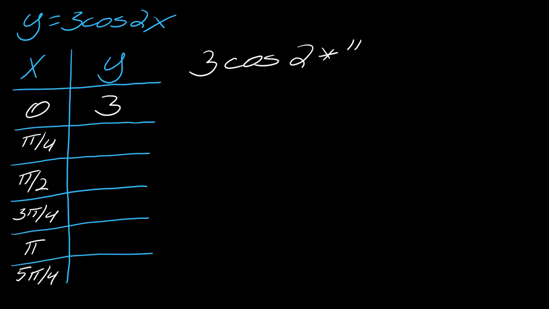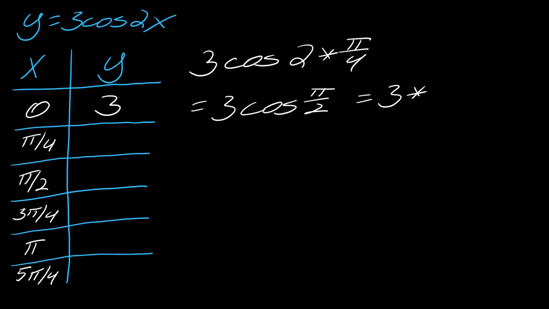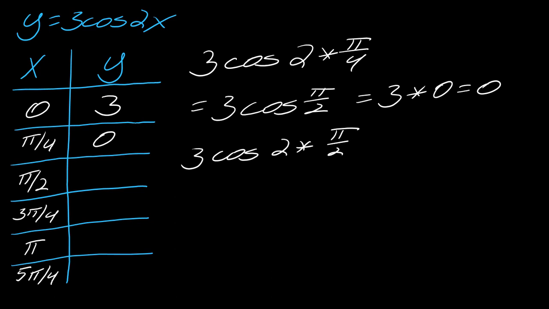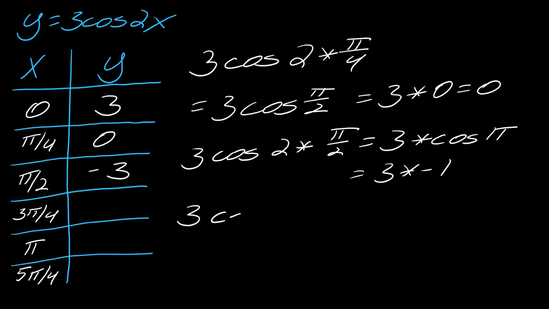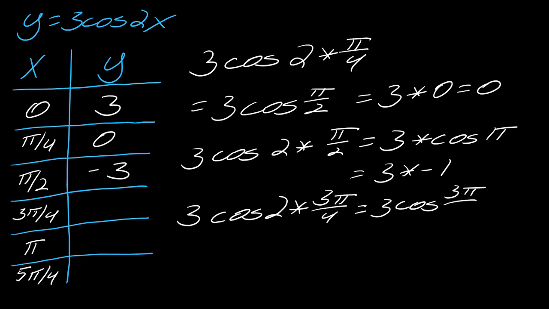So 3 cosine of 2 times pi over 4, plugging in that first point, this will come out to 3 cosine of pi over 2. Cosine of pi over 2 is just equal to 0, so this equals 0. And then 3 cosine 2 times pi over 2 will equal 3 times cosine of pi. That'll be 3 times -1, so this will equal -3 in the table. And then 3 cosine 2 times 3 pi over 4 will be 3 cosine of 3 pi over 2, so that's just going to equal 0 again.